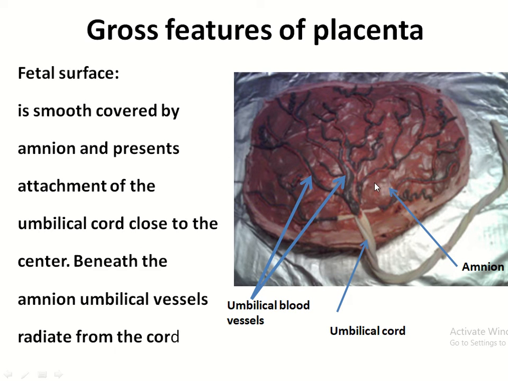Fetal surface. The fetal surface is smooth, covered by the amnion, and so it is shiny, and it presents the attachment of the umbilical cord close to the center. Beneath the amnion, umbilical blood vessels radiate from the cord.